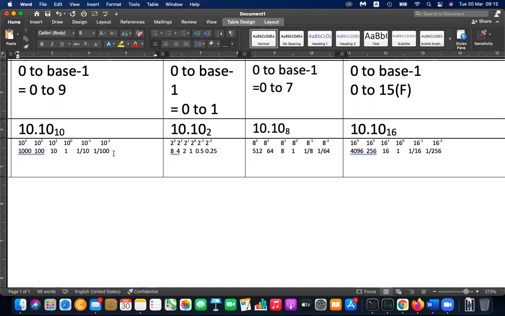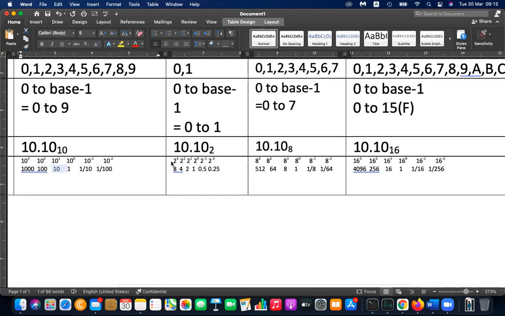So on this side it's multiplied. 10 times of this is this, 10 times of this is this, like this. Left side it is 10 times, right side it's dividing by 10. Here also, left side it is multiplying by 2, right side dividing by 2, because it's base 2.